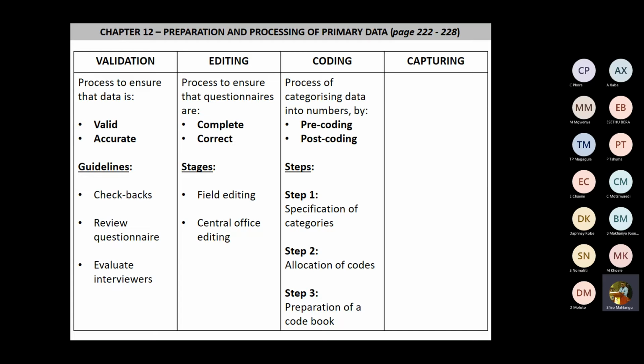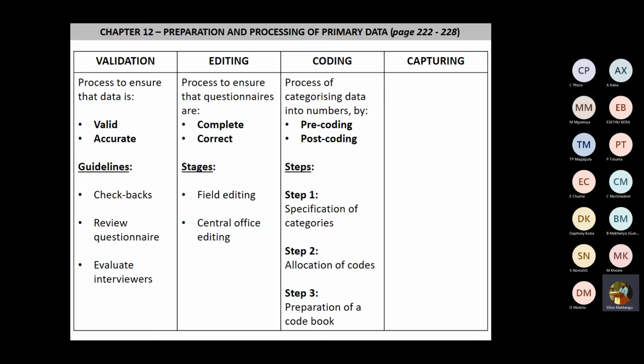And at the bottom of the page there, you will see you've got those 3 basic steps that you should highlight as well. How does coding work? Firstly, we must specify categories. Number 2, allocation of code numbers to each category. And last one, compilation of a code book. It could be a code book or we do it manually.